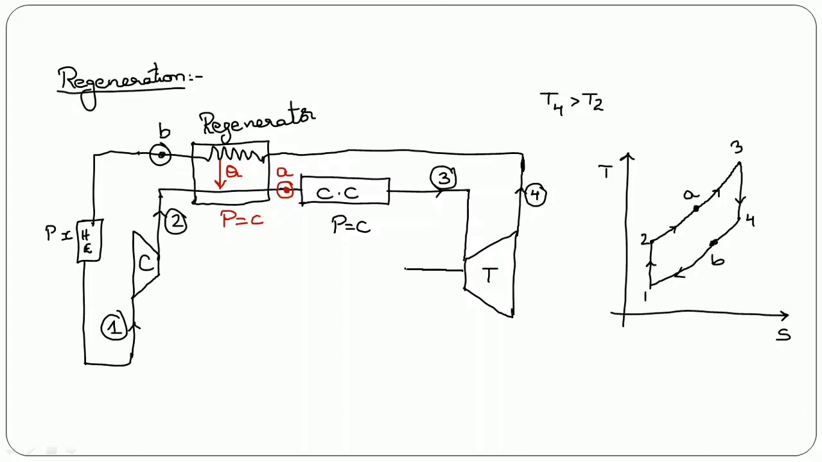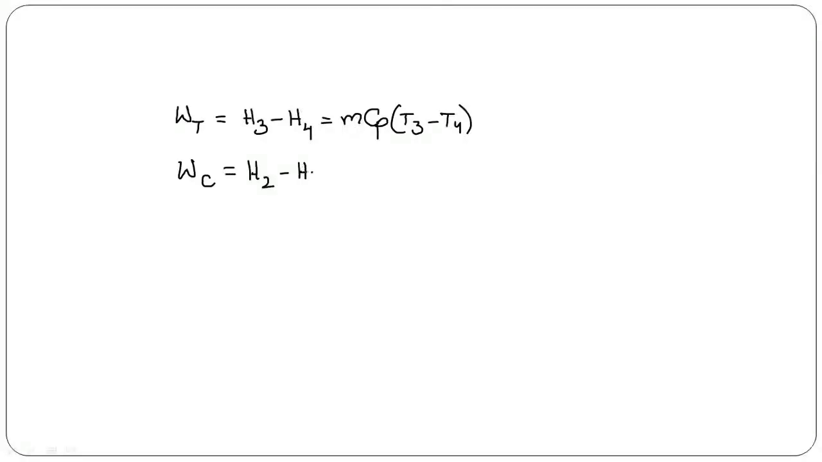So here the net work developed will be the turbine work minus the compressor work, and heat supplied will be from the A to 3 process. Therefore, let us write the formulas here. Work developed by the turbine will be H3 minus H4, that is equal to mCp (T3 minus T4), and work input to the compressor is H2 minus H1. This is equal to mCp (T2 minus T1).